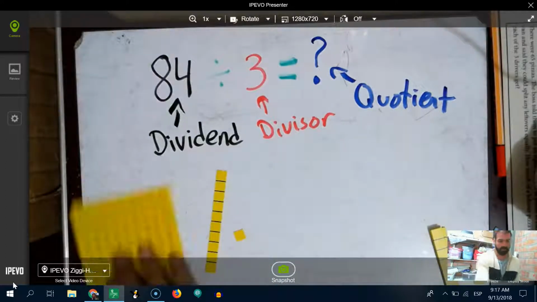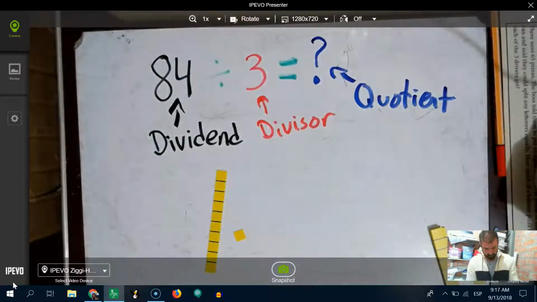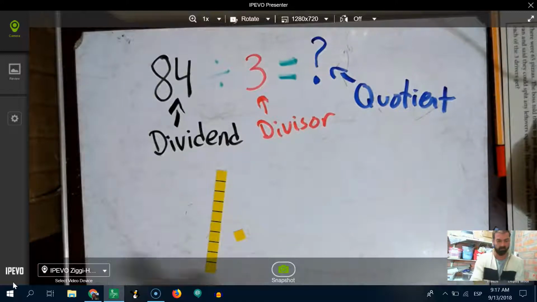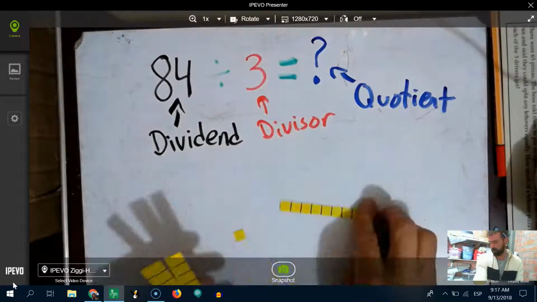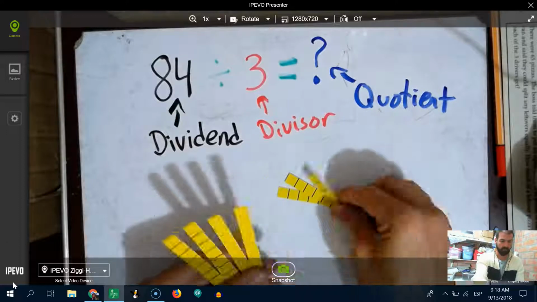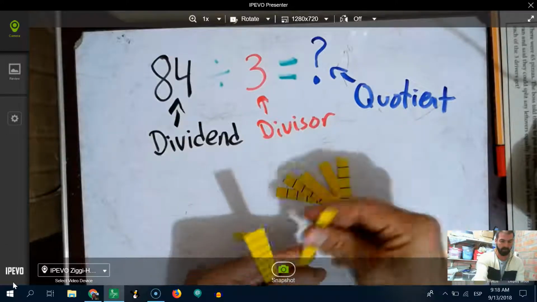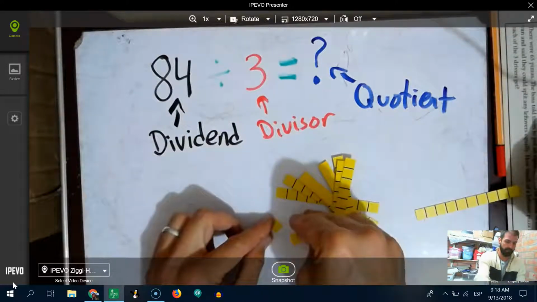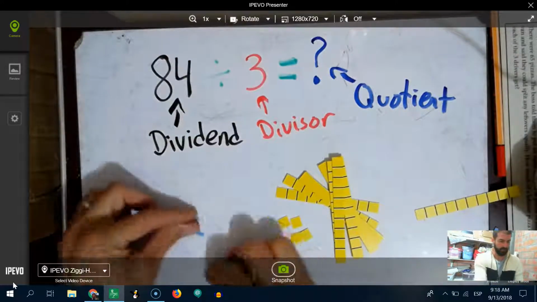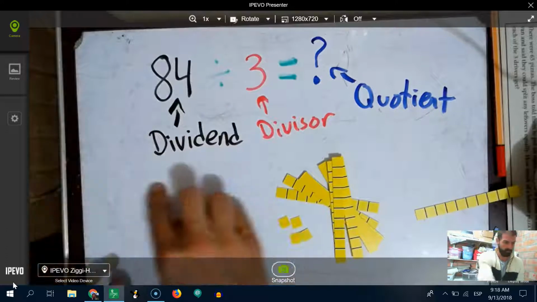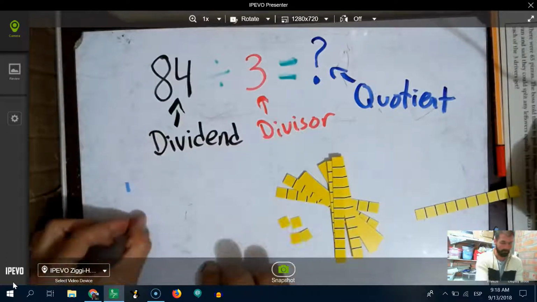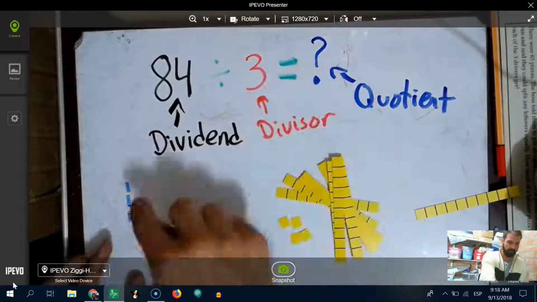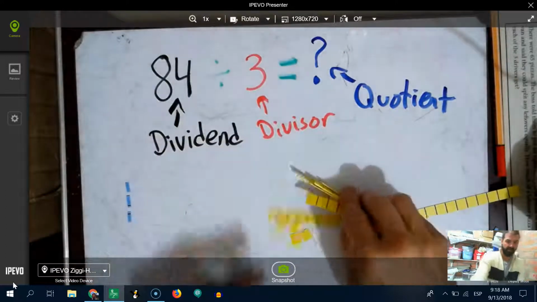The first thing you want to do if you're going to use these is, if you have the dividend, then you want to make that dividend out of the yellow. You want to make sure you have enough. Okay, so I have 10, 20, 30, 40, 50, 60, 70, 80, and then 4. 1, 2, 3, 4. And then I need my divisor. 1, 2, 3. So here are my 3 groups, or my divisor, 3. And I'm going to take 84.